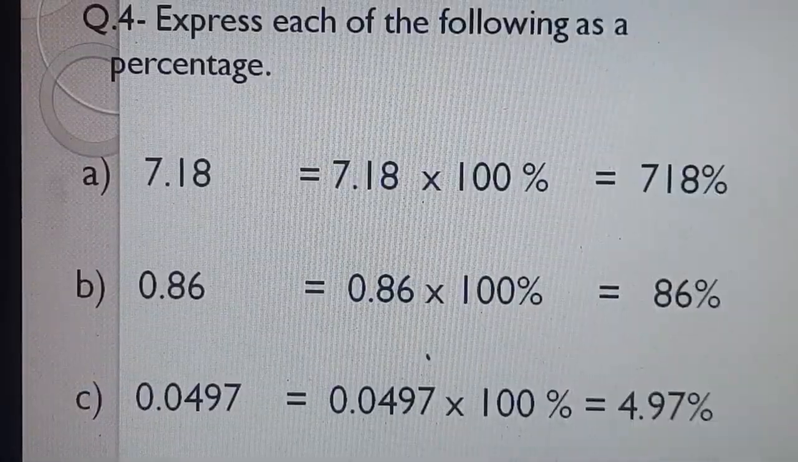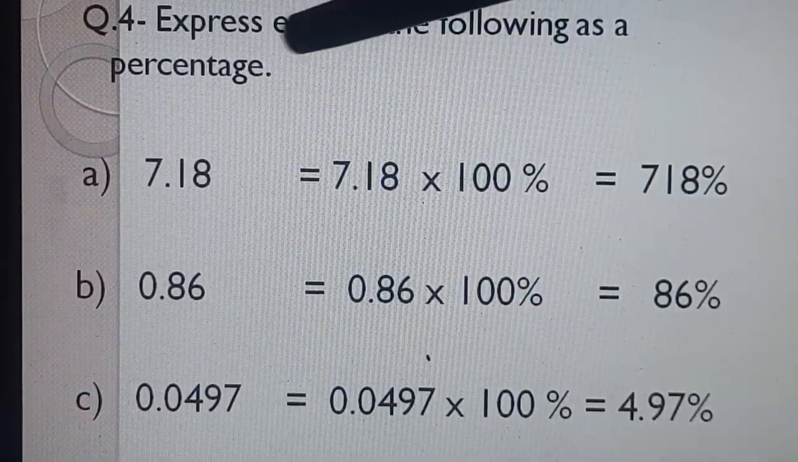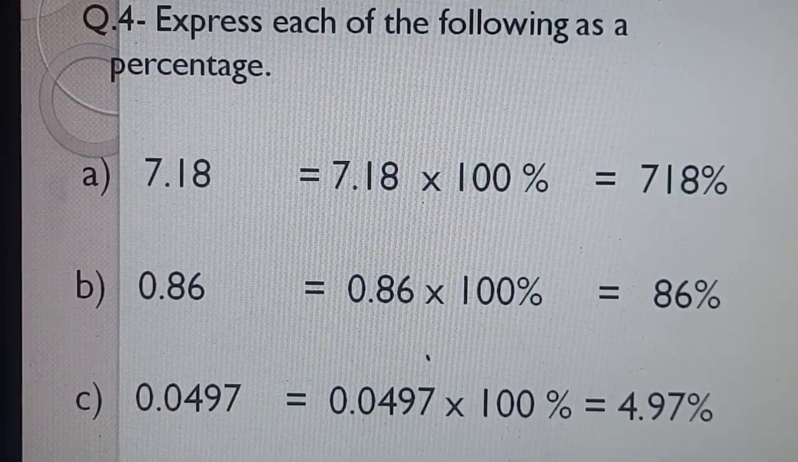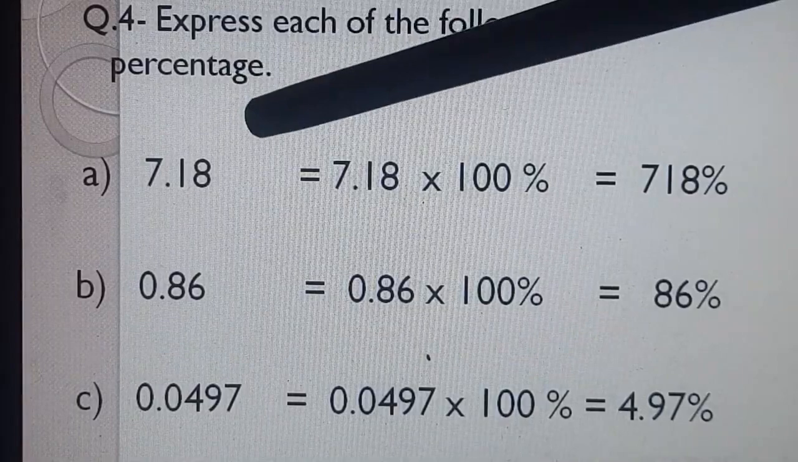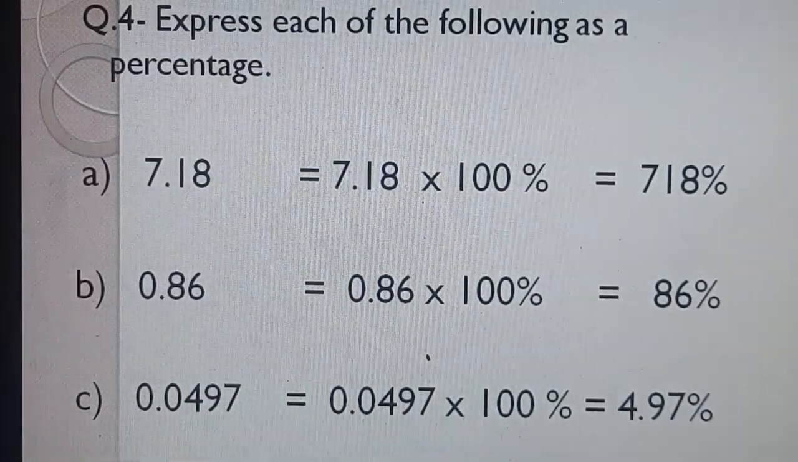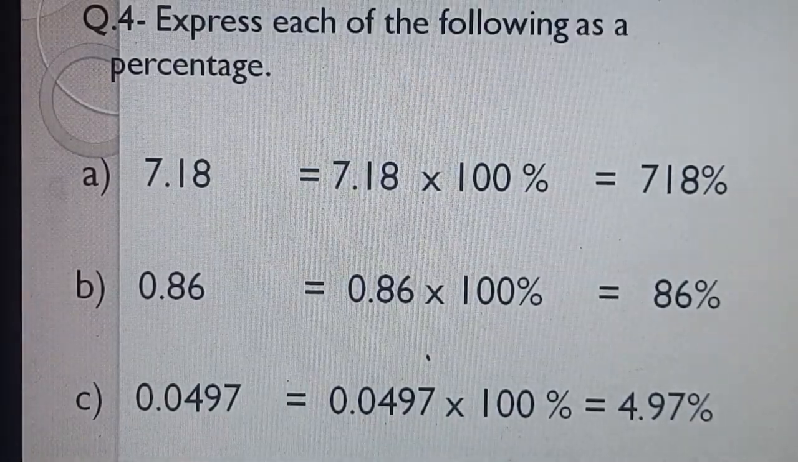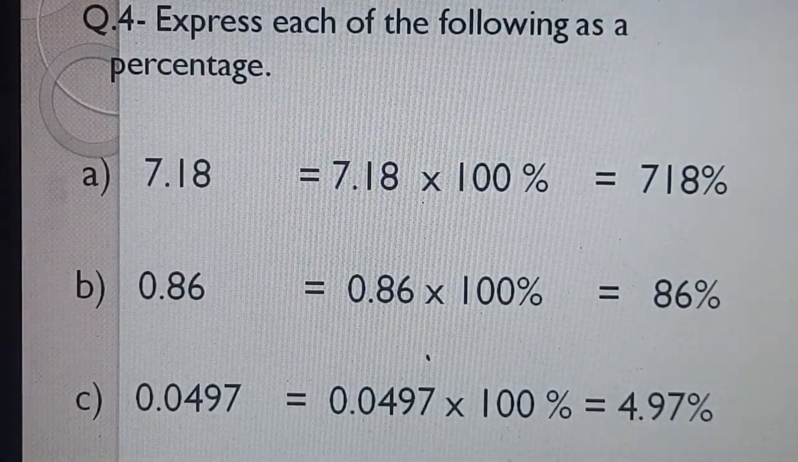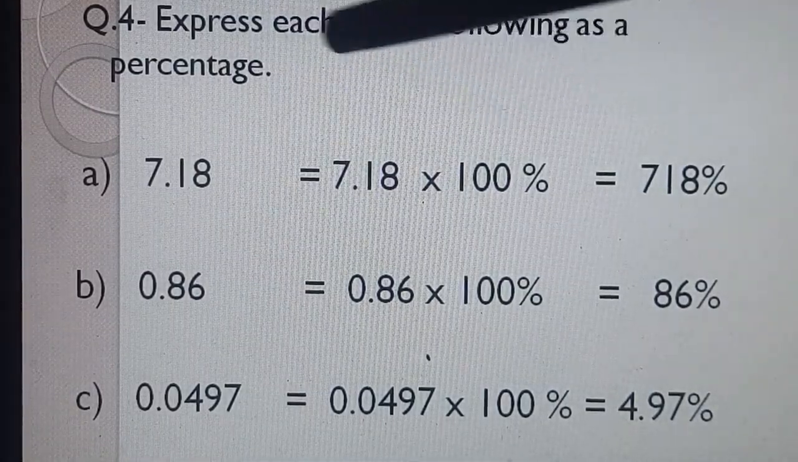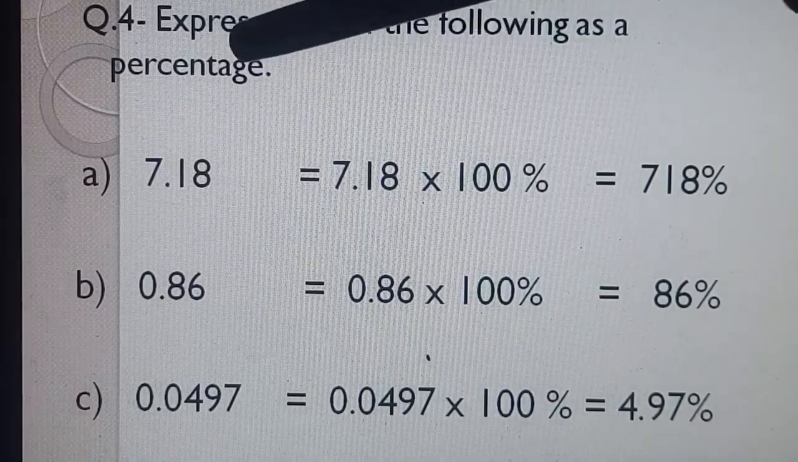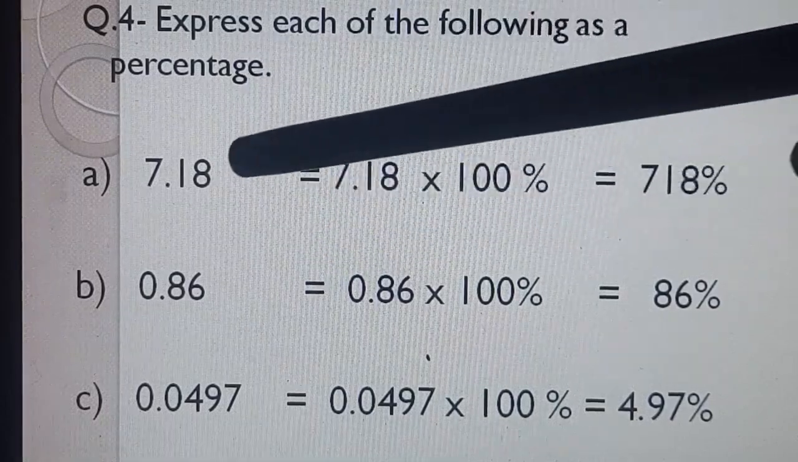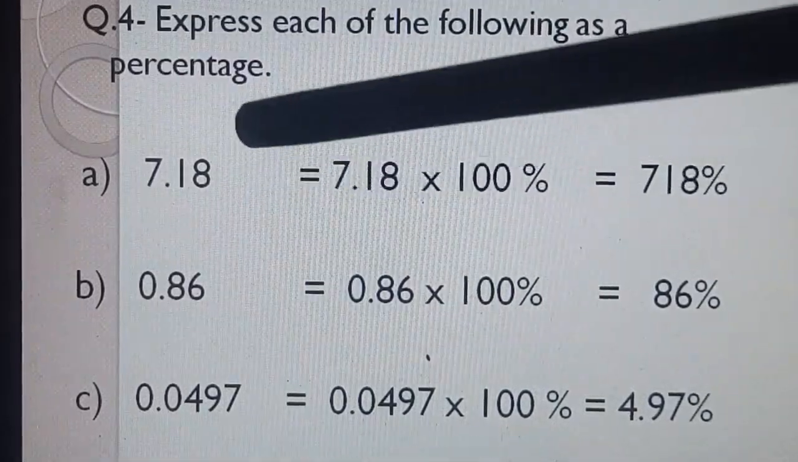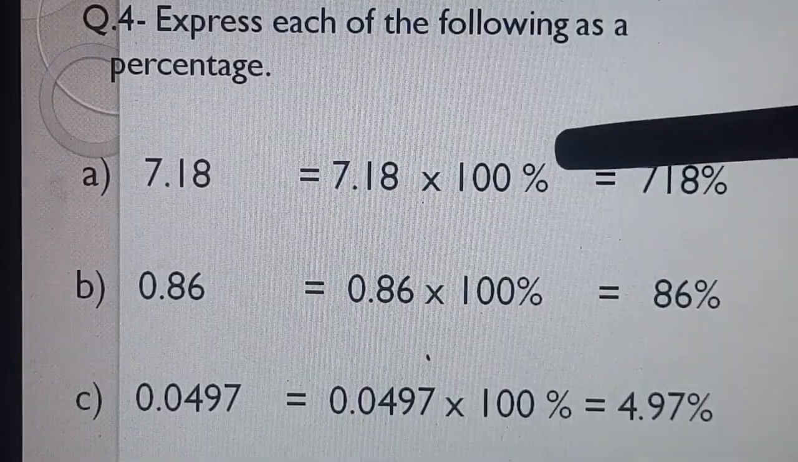Now question number 4. Express each of the following as a percentage. Now decimal number is given, we have to write in the form of percentage. 7.18, whether the number is in the whole number part or if it is a fractional number or if it is decimal number. We have to take the same process when we have to convert it into percentage. We will multiply and divide the given number by 100 and the denominator 100 will change into percentage number.